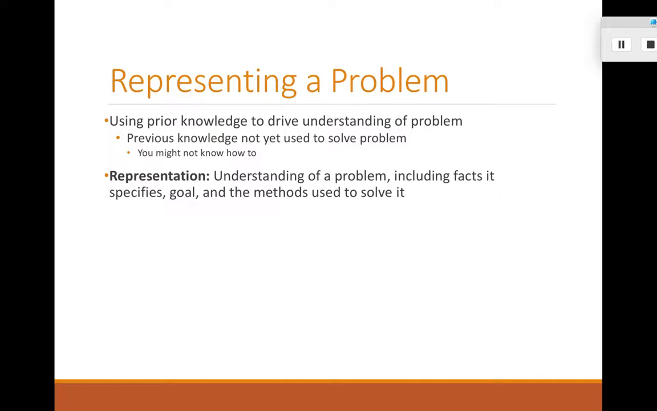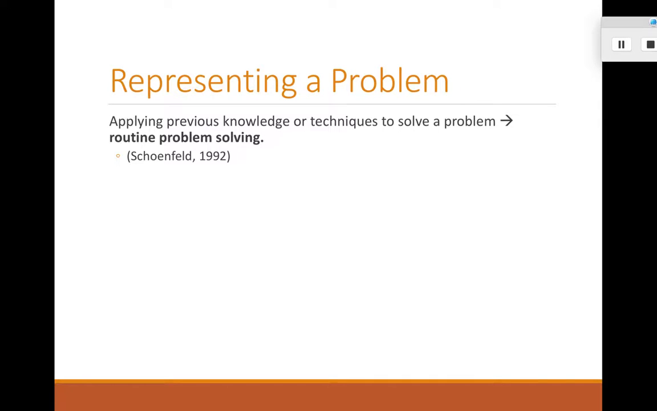So even though the problem may be a little bit different, they can still rely on their previous experiences to help them solve that potential problem. Now, whenever we're really applying our previous knowledge or previous techniques to the solution of problems, we're really looking at what we call a routine problem solving procedure.